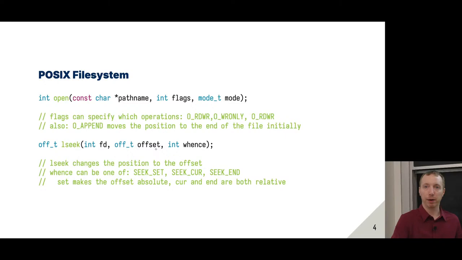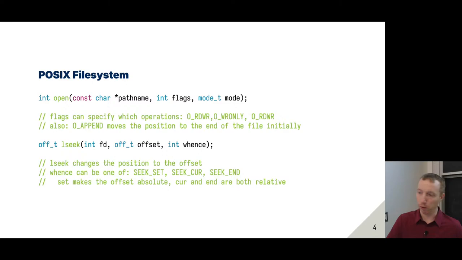Or if you're in the middle of a file and you want to back up or go forward, you can do that. And then the third option is SEEK_END, which is relative to the end. So if I want to go directly to the end of the file, I could just set whence to SEEK_END and offset to 0. And then boom, it will point me to the end of the file. If I read something, it's not going to be there. If I write to it, I would start writing from the end of the file. So, new system call we get to use.